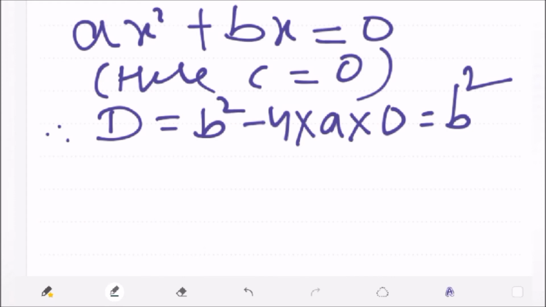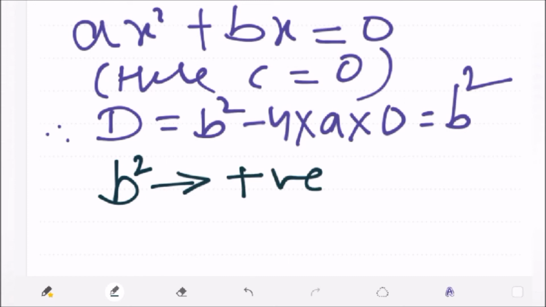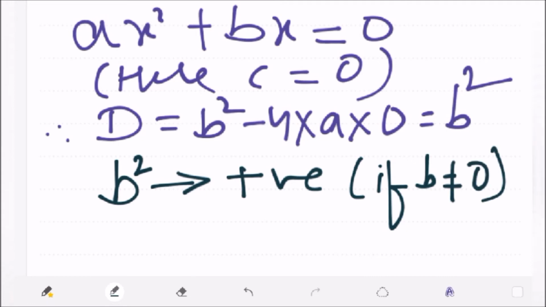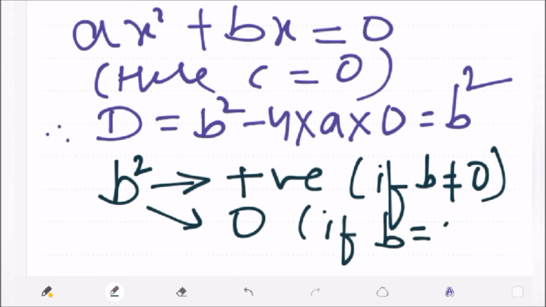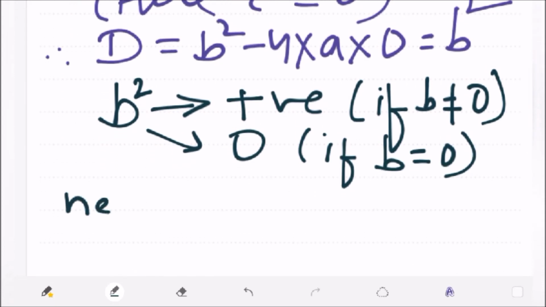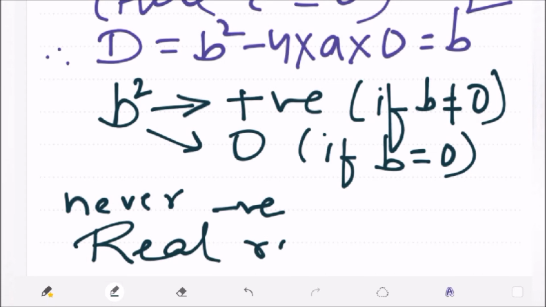Now b square can be either positive if b is not equal to 0, because square of a number is always positive, and if b is 0, then the value of b square will also be 0. So in both the cases, b square is never going to be negative. So discriminant will definitely be either equal to 0 or it can be greater than 0. So we will get real roots in this case.